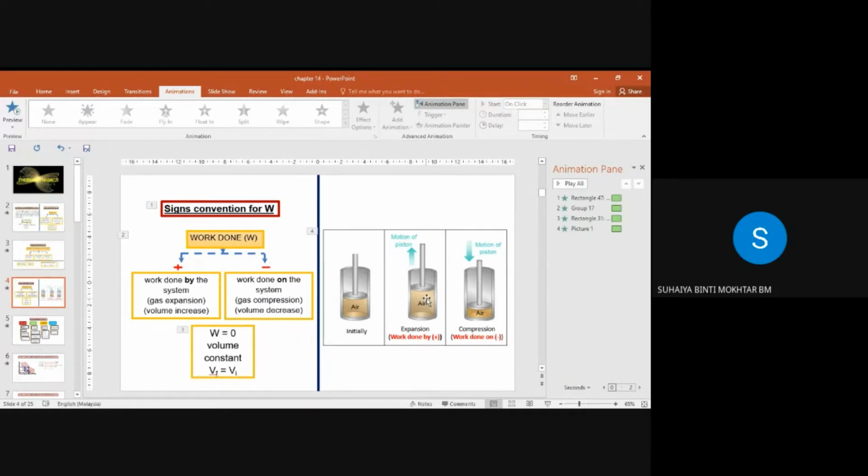The second case is compression. The final volume decreases, so the volume decreases and work is done on the system. So the work done here is negative. If the initial and final volumes are equal, the work done equals 0. So when the volume is constant, the work done is 0.